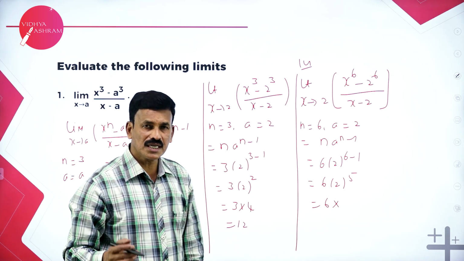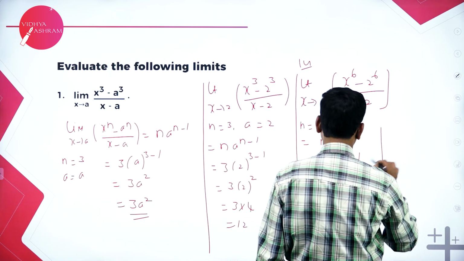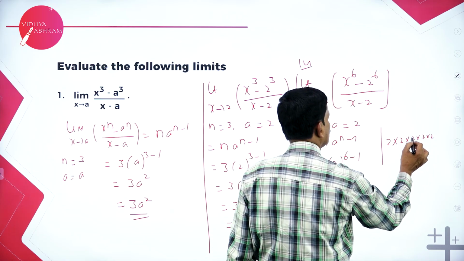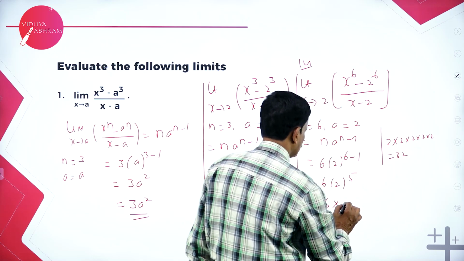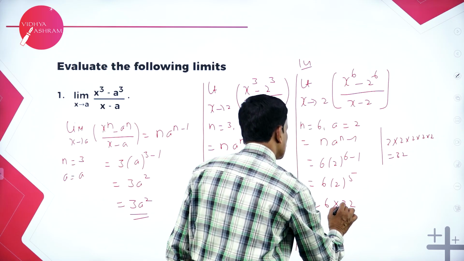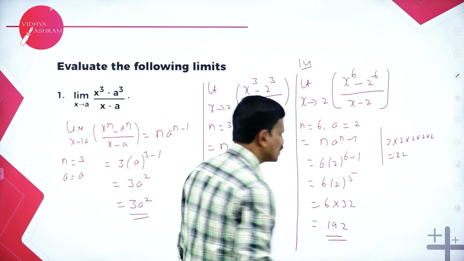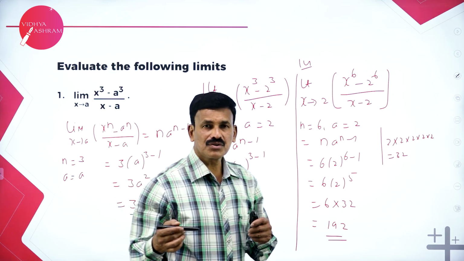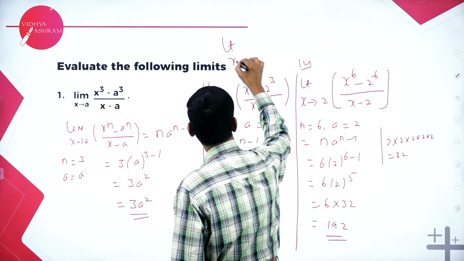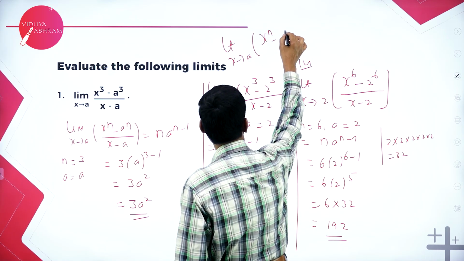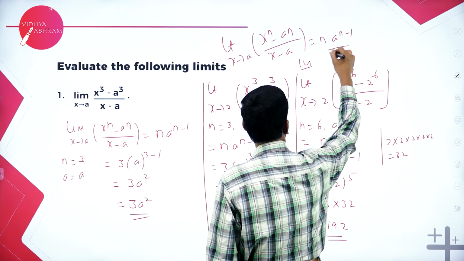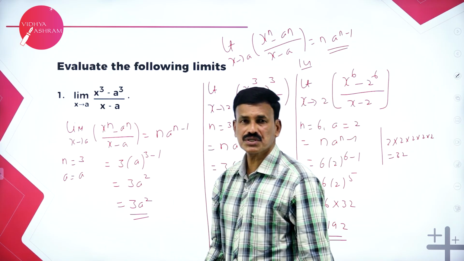2 into 2 into 2 into 2 into 2. 2 to the 4, 4 to the 8, 8 to the 16, 16 to the 32. Multiply this. This is equal to 2 6 are 12, 6 3 are 18 and 9 192. 32 6 are 192. So, this is how we are going to simplify this type of problems using the formula limit x tends to a of x raised to n minus a raised to n by x minus a is equal to n a to the power of n minus 1. In this case, n is a positive integer.